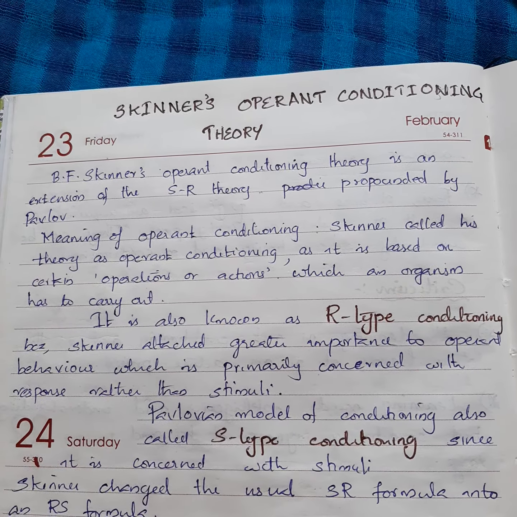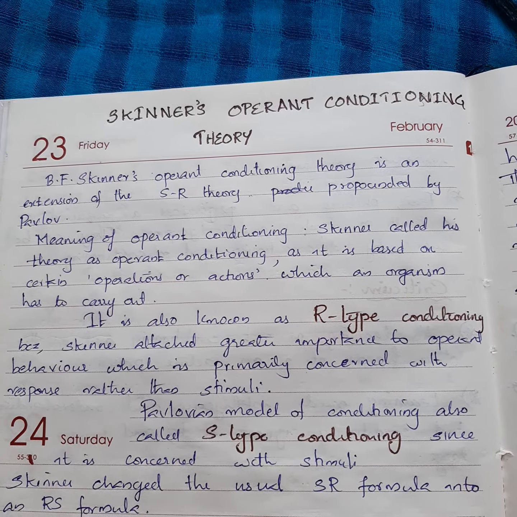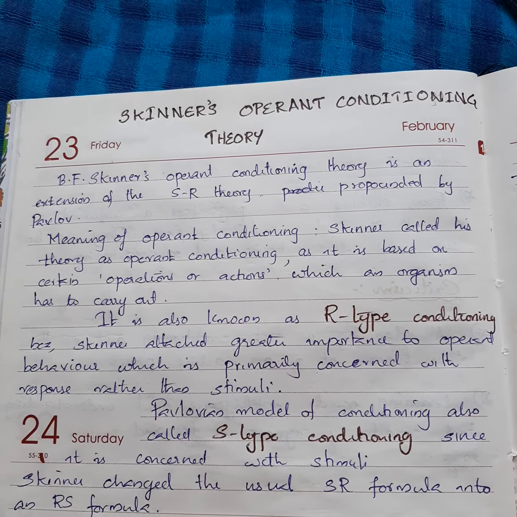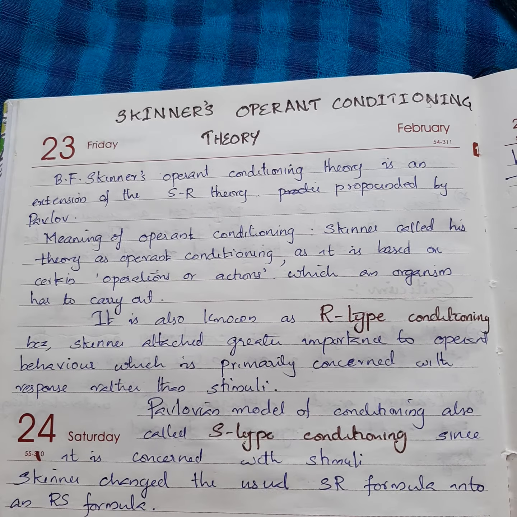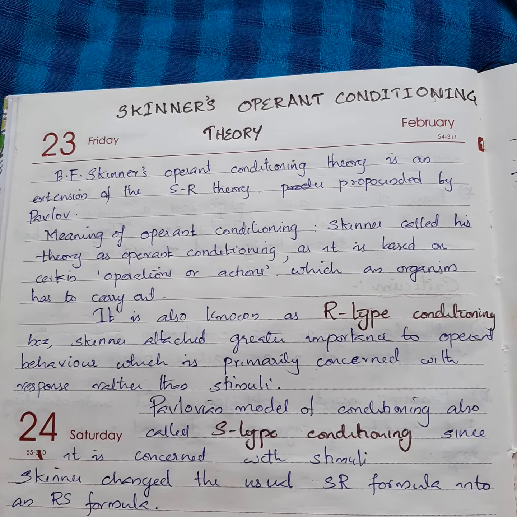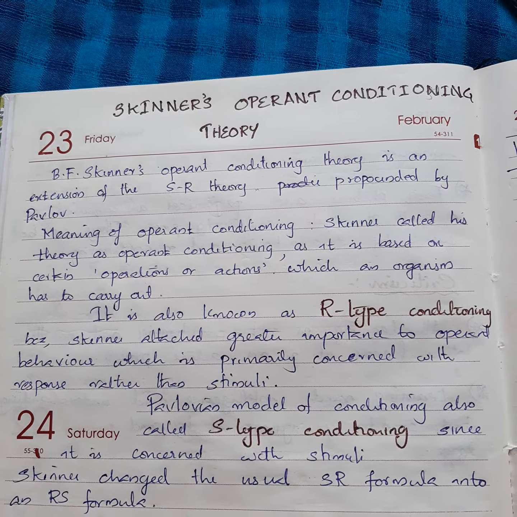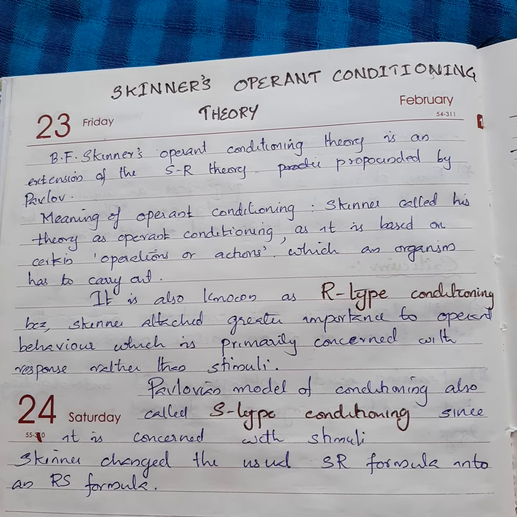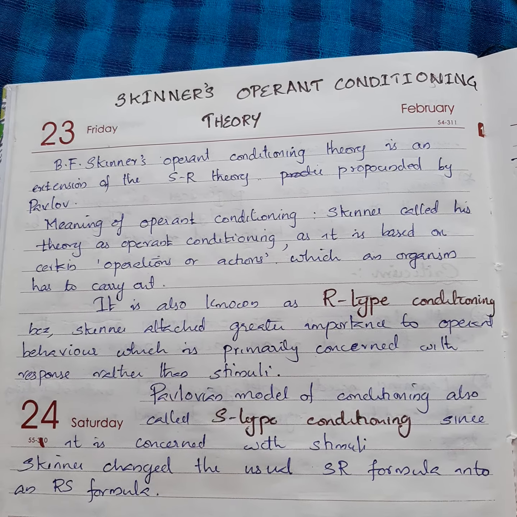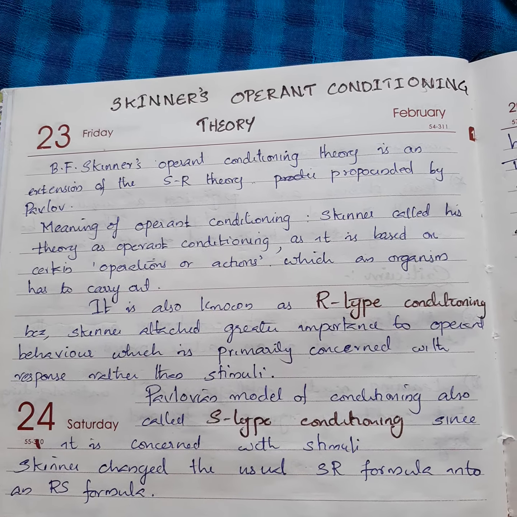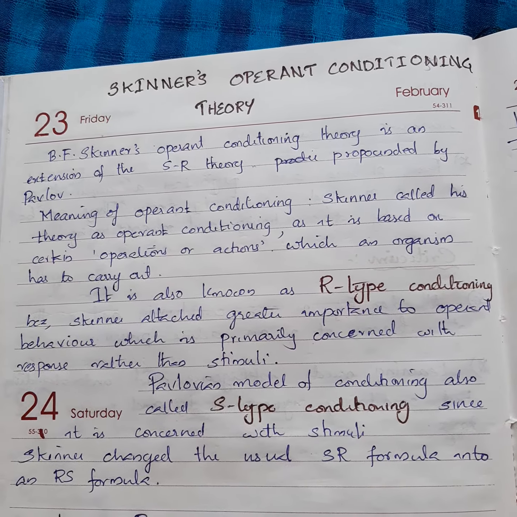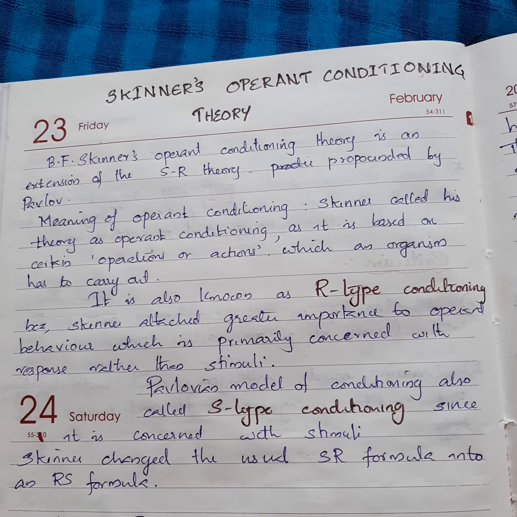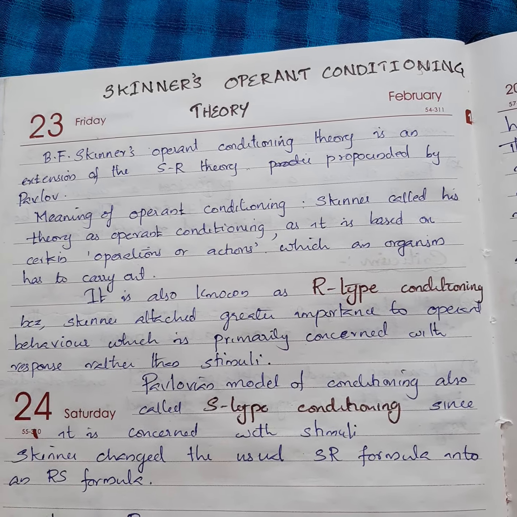It is also known as R-type conditioning, that is response type conditioning, because Skinner attached greater importance to operant behavior, which is primarily concerned with response rather than stimuli. Whereas the Pavlovian model of conditioning is also called S-type conditioning, since it is concerned with stimuli. Skinner changed the usual stimulus-response formula into a response-stimulus formula.